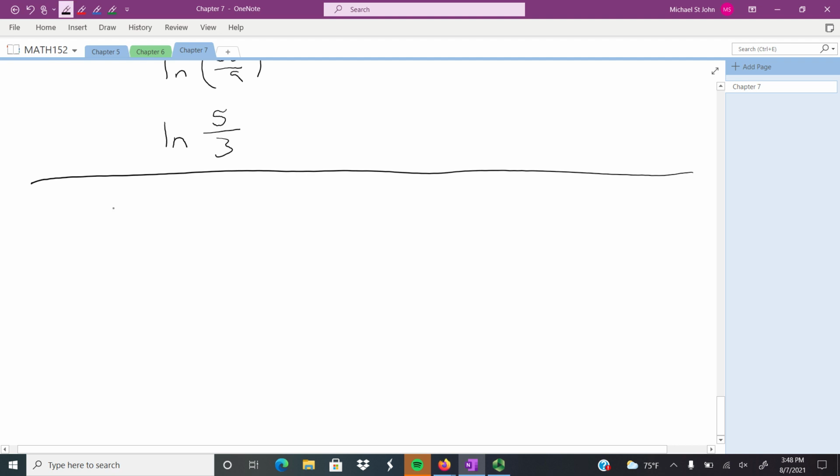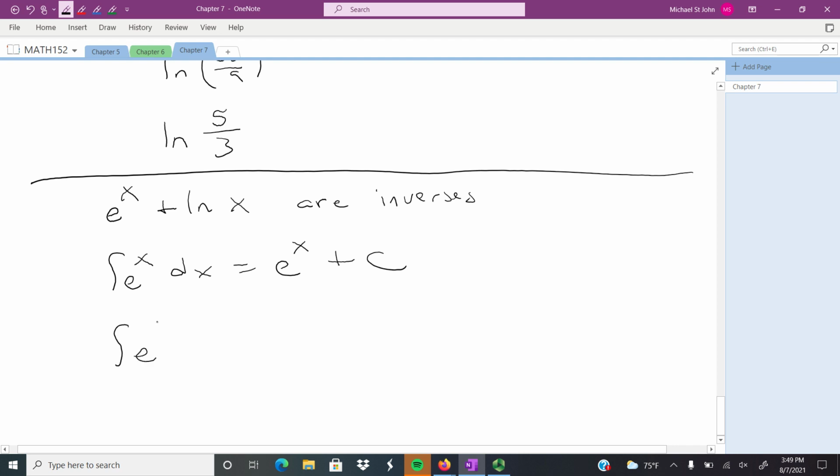So inverses. So e to the x and ln x are inverses. And as you've seen before, if I integrate e to the x, we end up with e to the x plus c. Right? And if you're going to integrate e to the ax dx, you get 1 over a e to the ax plus c. Right? So let's look at an equation then.